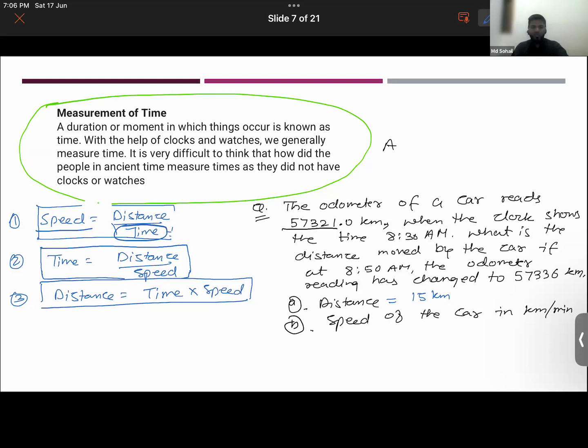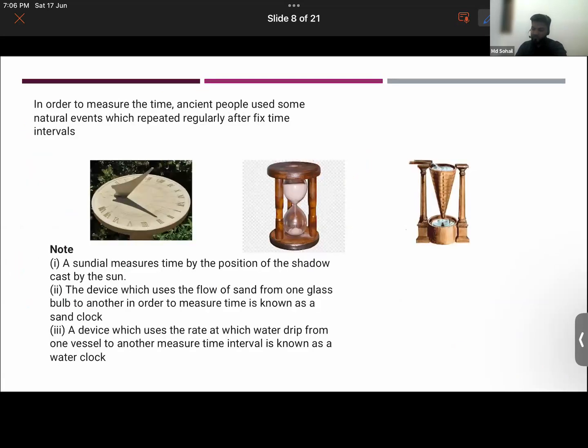So 750 meters per minute. 760? Wait, sir. Yes, 0.750 kilometer per minute. Exactly, exactly. Very good. 0.75 kilometer per minute. Very good. Okay, so let's move ahead then.